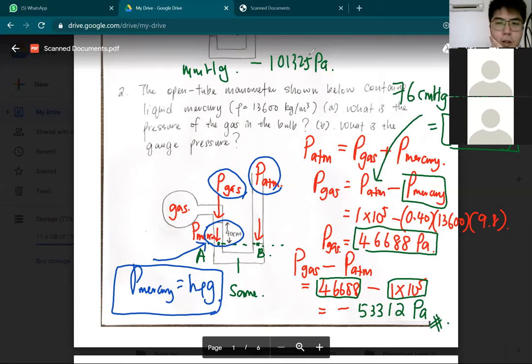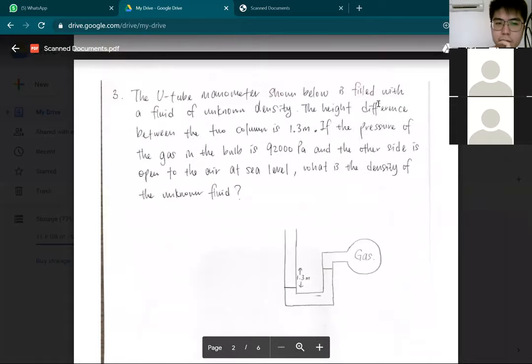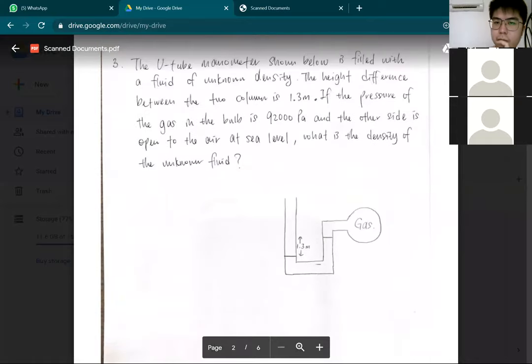Okay, let's look at the next example. If you haven't finished, you can snap it. Okay.